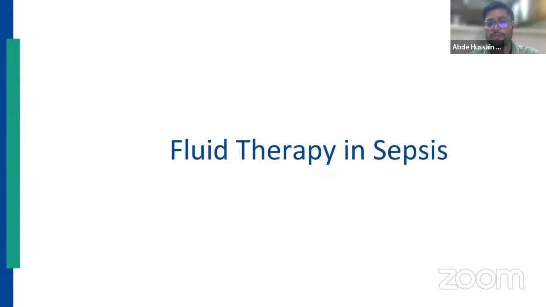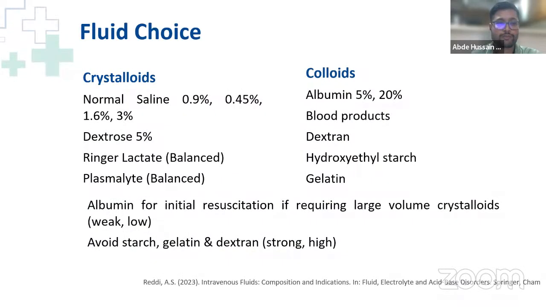Now coming on to the fluid therapy in sepsis. So what are the fluid choices that we have in our hands? The first is the crystalloids, which is composed of water, electrolytes, and sugar, glucose. Colloids, on the other hand, mostly comprise albumin and blood products. Albumin has also been suggested for initial resuscitation if a large volume of crystalloids is required. But starch, gelatin, and dextran are not recommended.